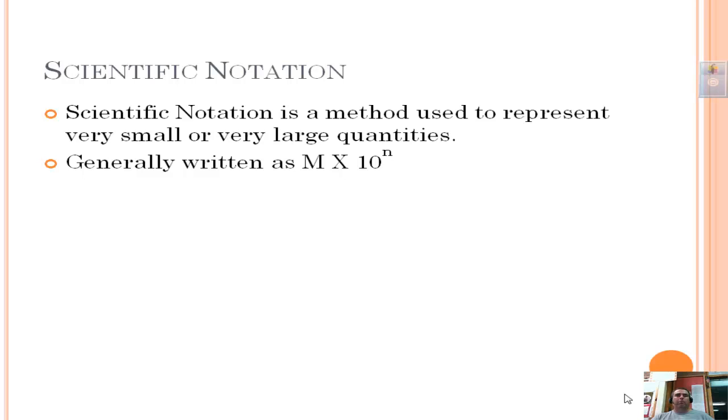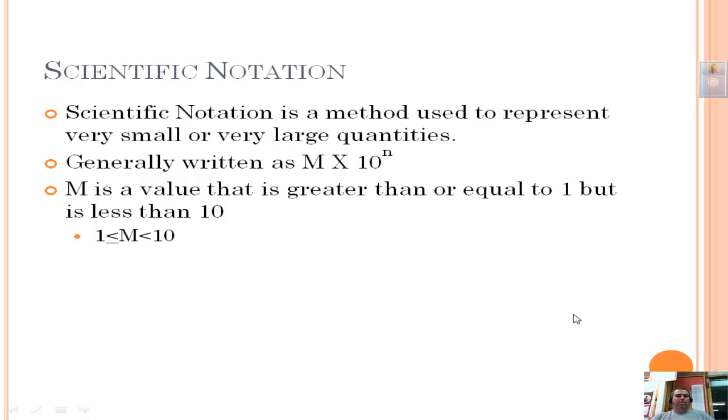Generally, it's going to be written as m times 10 to the nth, where m is going to be a value that is greater than or equal to 1, but it has to be less than 10. So it can be 1, it can be 2.4, it can be 8, it can be 9.99, but it cannot be equal to 10. n is just going to be any positive or negative integer. And again, if you remember what an integer is, it's basically a whole number.